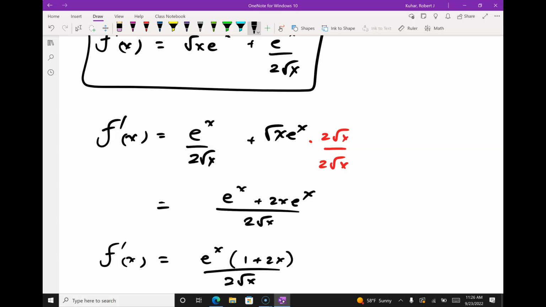When does my denominator equal 0? At x equals 0. So there's going to be a vertical tangent at x equals 0. When my derivative is 0, I'll have a horizontal tangent. When my derivative is undefined, I'll have a vertical tangent. If the numerator is 0, I have a horizontal tangent. If the denominator is 0, I have a vertical tangent.